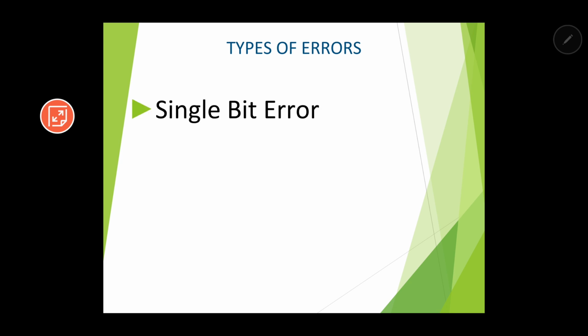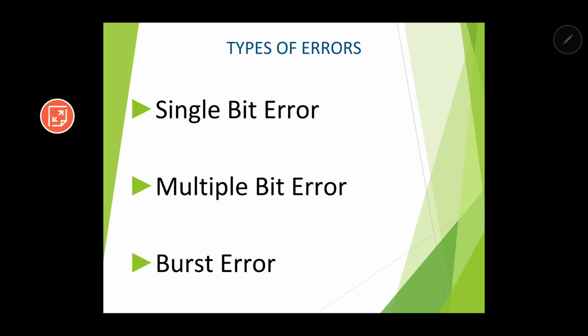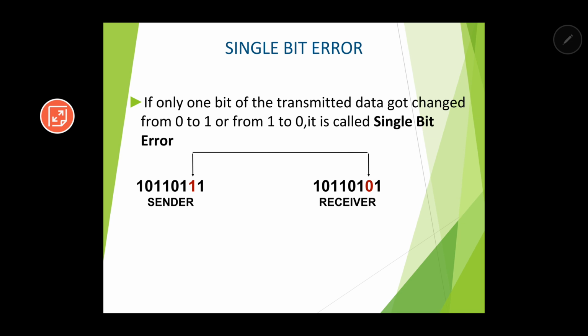Basically there are 3 types of errors: single bit error, multiple bit error and burst error. Let's go through these errors one by one. So what is single bit error? If only one bit of the transmitted data got changed from 0 to 1 or from 1 to 0, it is called single bit error.